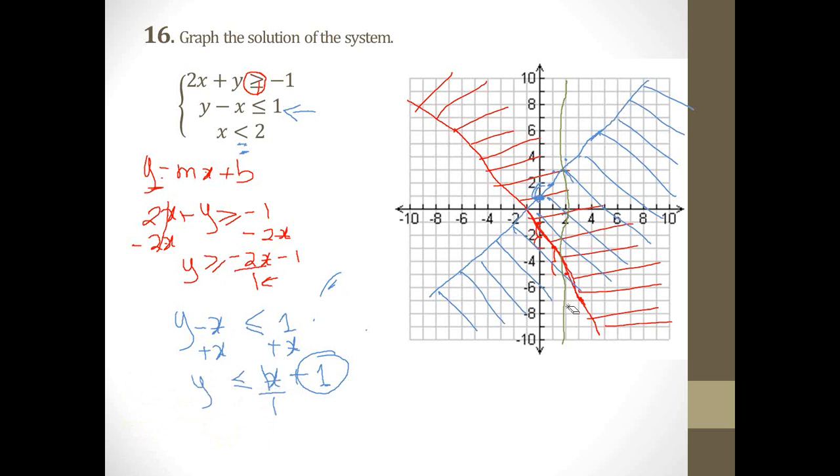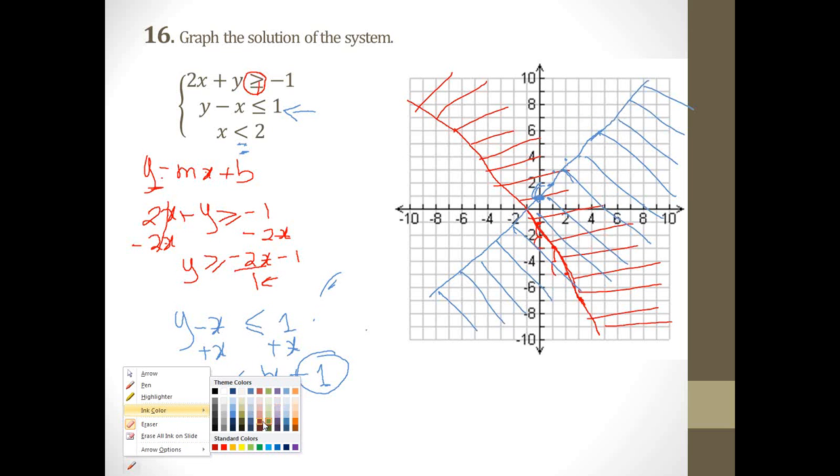Use my eraser. Since it said just less than, if it had the little dash below it, which means less than or equal to, I would use a full, solid line. But since it's just less than, it's supposed to be a dotted line. So let's do this. I erase it and we do it again, in color.